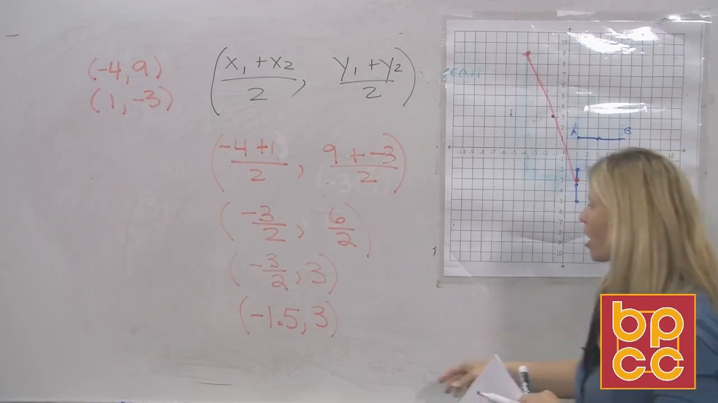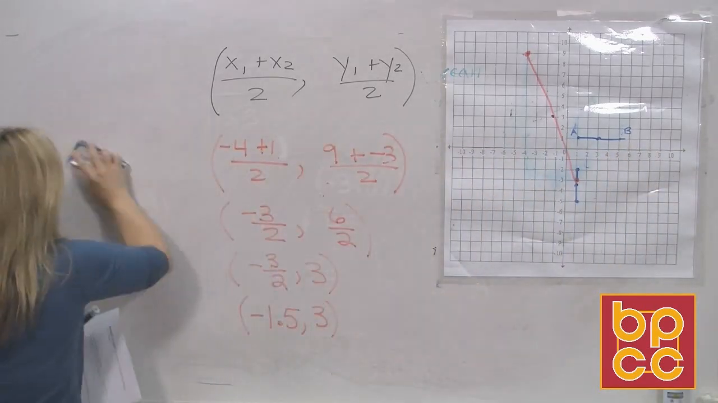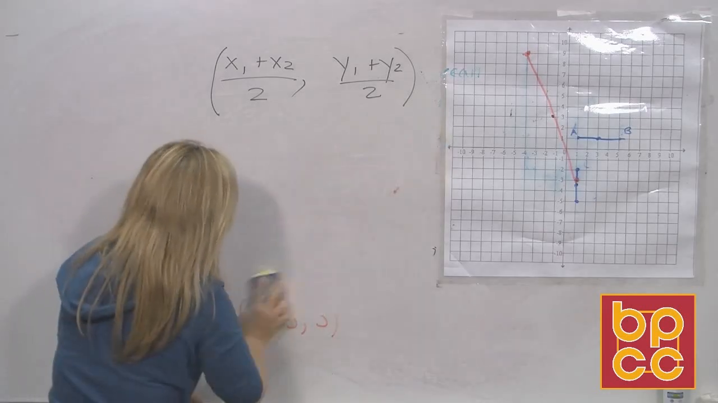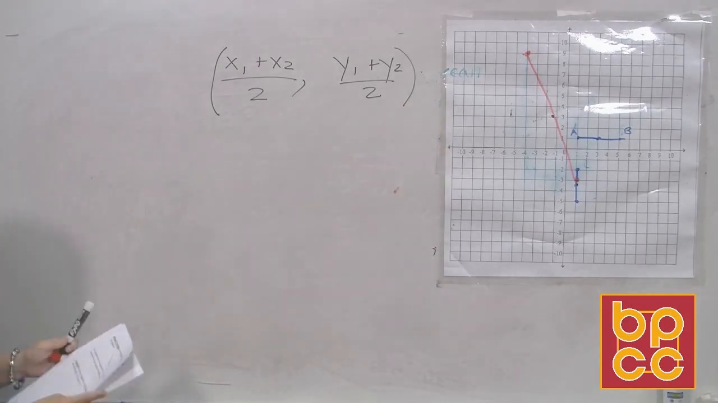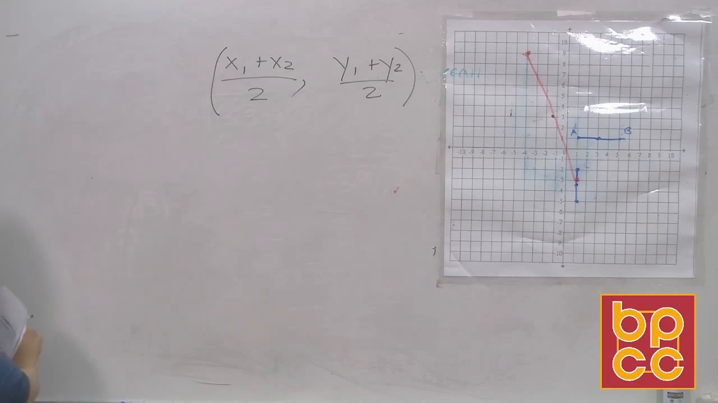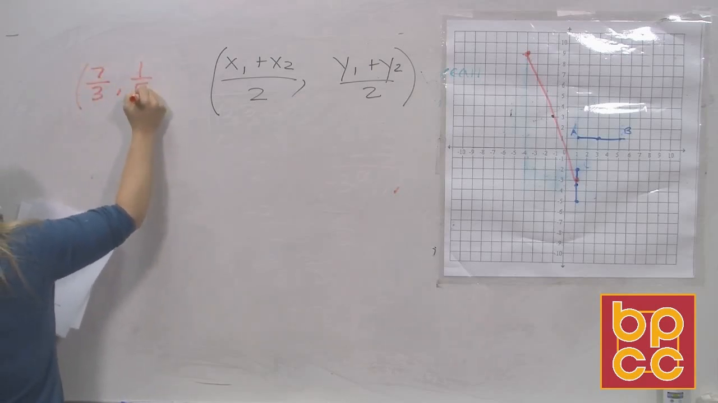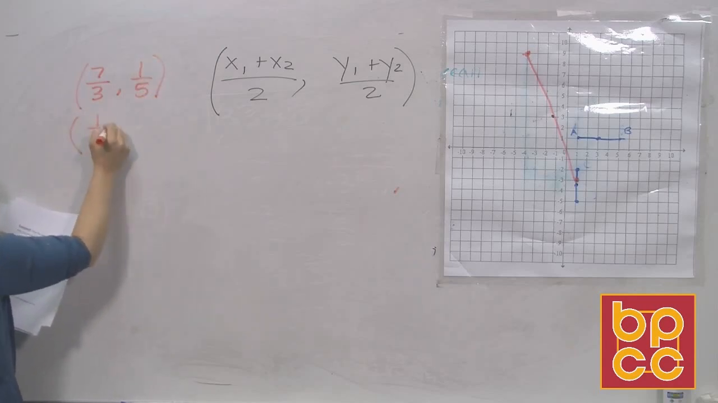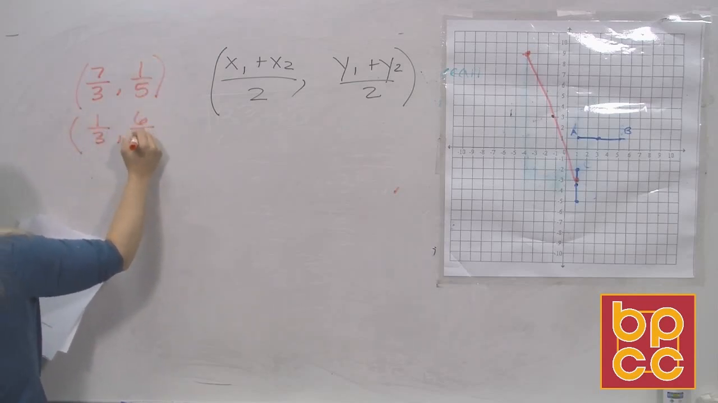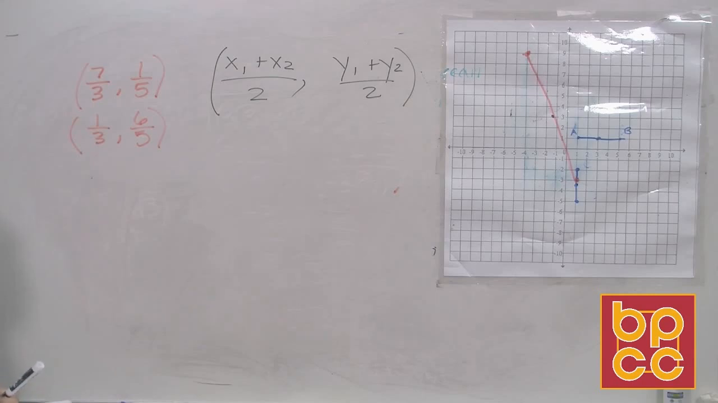All right, let's try our next example. Our next example is the one with the fractions. So again, I'm going to take those same two ordered pairs we found the distance of and now do the midpoint. So we have (7/3, 1/5) and (1/3, 6/5). If they want the midpoint, you're right, we have to fill in a formula because you can't use graph paper with fractions and decimals.